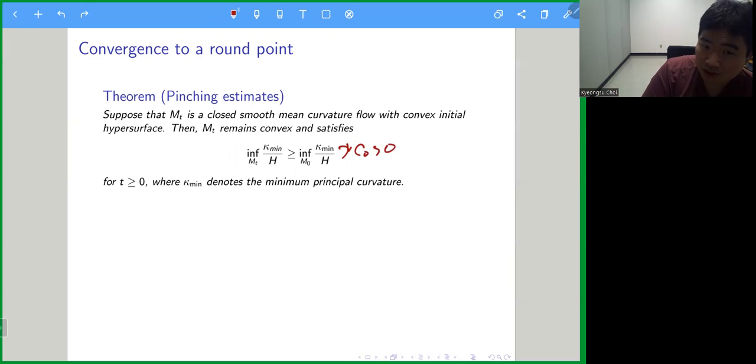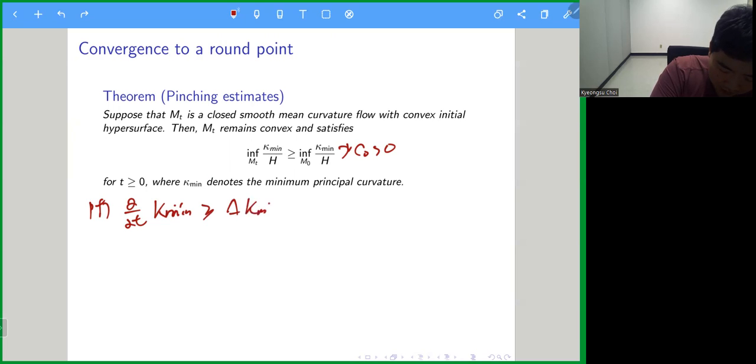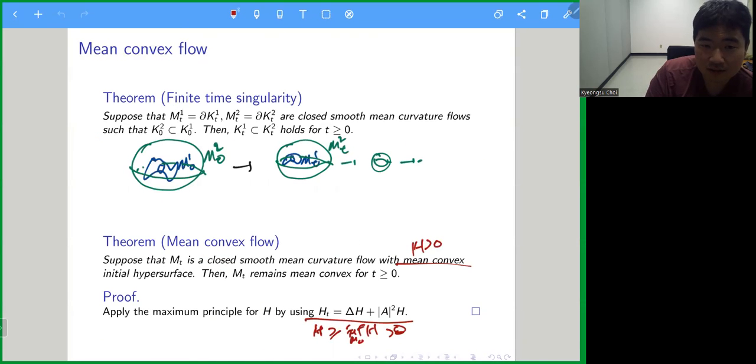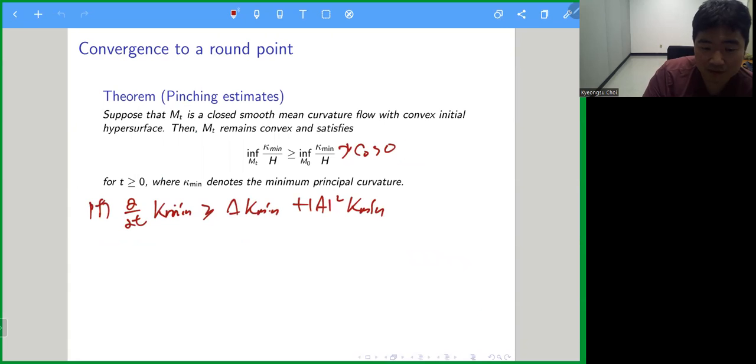The ratio has a uniform lower bound. The proof is pretty simple. Again, consider the evolution equation, then we can somehow show this. So the kappa mean is a super solution to the evolution equation of H. So apply the maximum principle for the ratio, so you can show the desired statement.